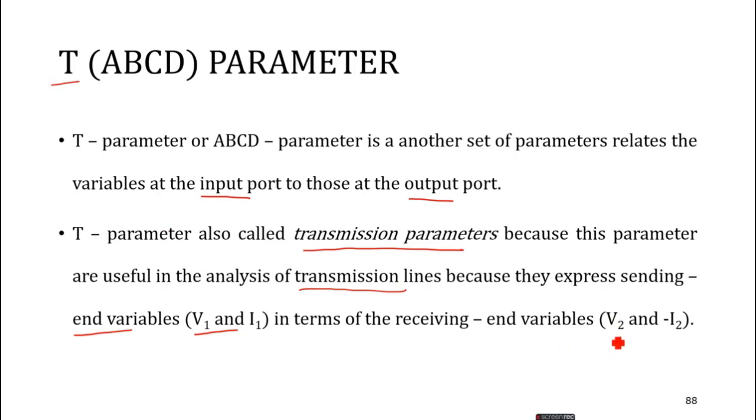Then two more parameters, V2 and minus I2. V2 and minus I2 are called receiving end parameters. They exist at the output port. These two exist at the input port. Input variables are related with output variables. Input variables are called sending end variables in T parameters. So V2 and minus I2 are called receiving end parameters.